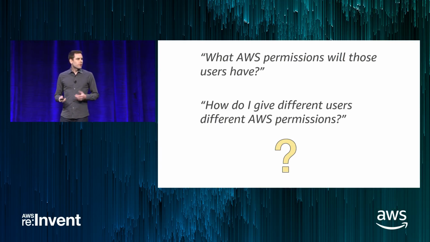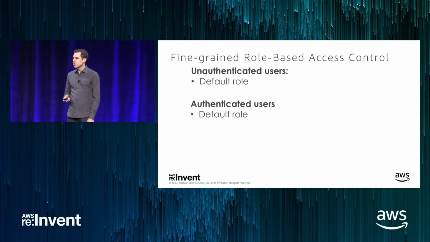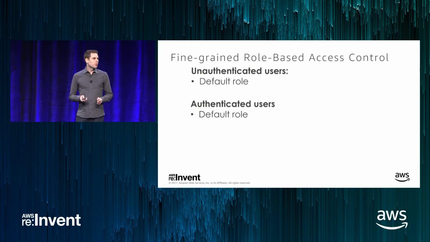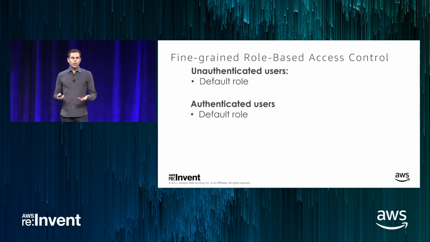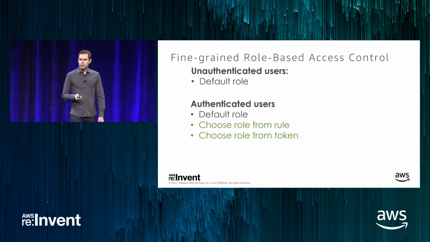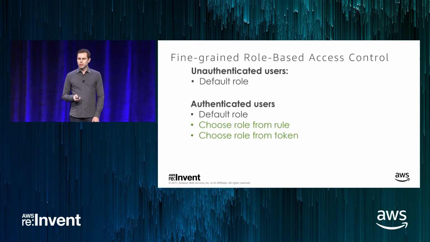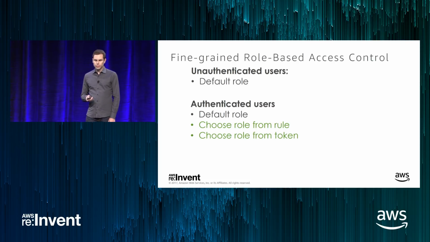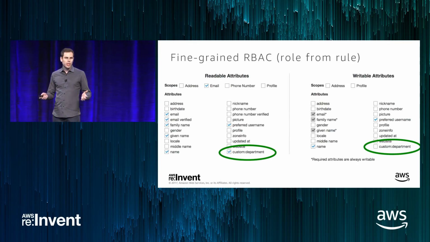But a lot of you said you have different users that need different permissions in your application. So how can you solve that challenge? Well, prior to December of 2016, Cognito Federated Identities only had an authenticated user role and an unauthenticated user role. But in our case, we want to have different users with different permissions. Now there are two additional options available for you for fine-grained access and authorization called choose role from rule and choose role from token.